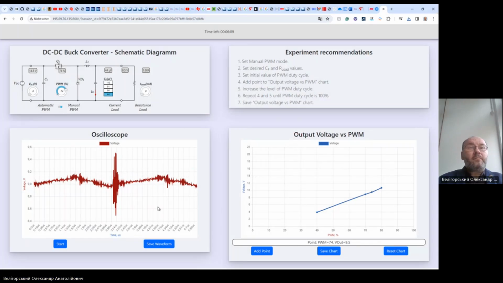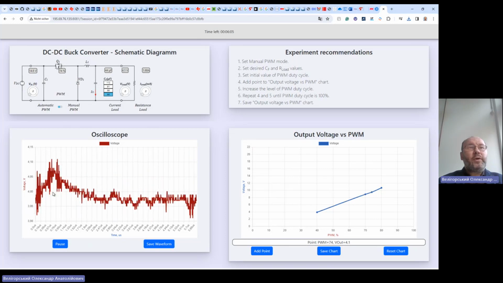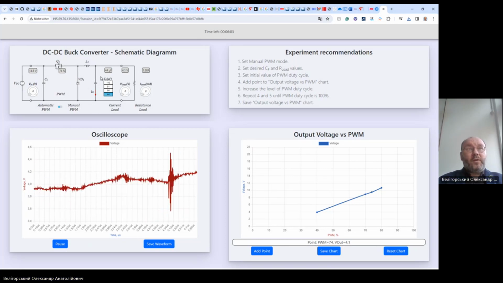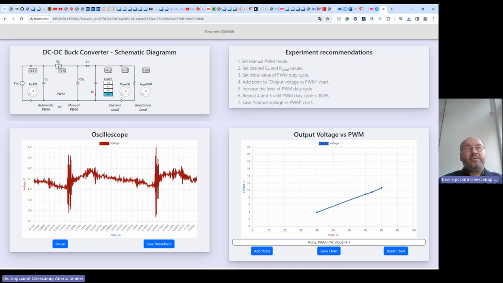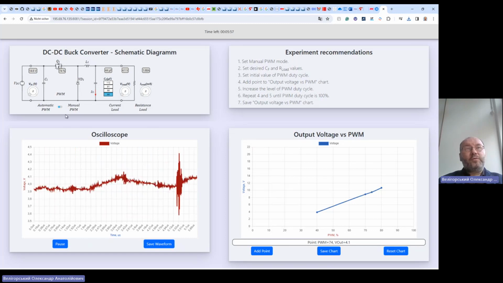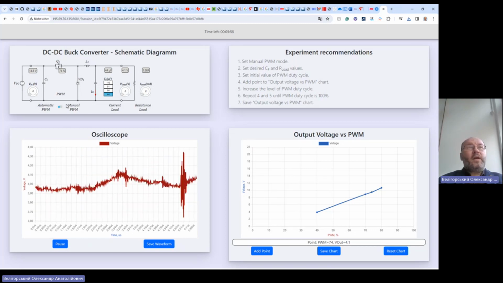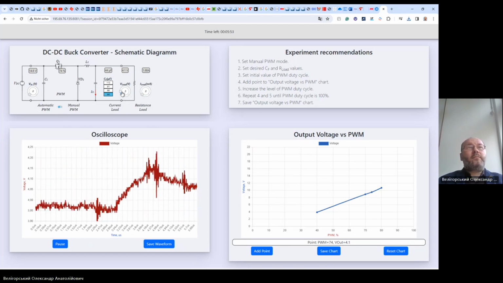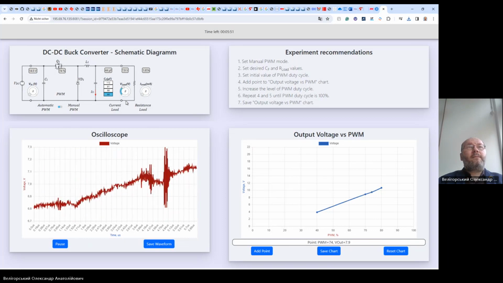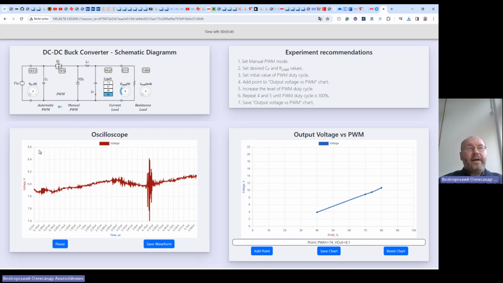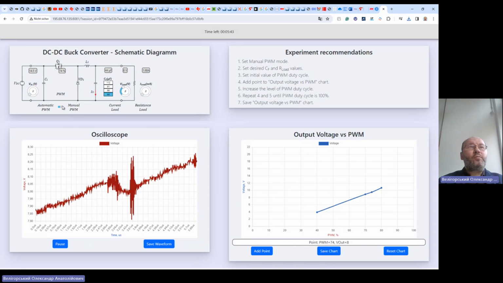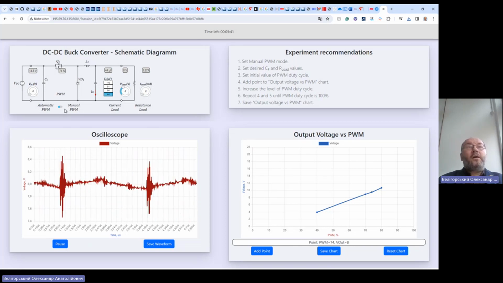And also, operation is possible in automatic mode when the microcontroller is set automatically PWM level to stabilize the output voltage. And yeah, it can be seen that automatic mode is also works, but with the higher oscillation in the output voltage.